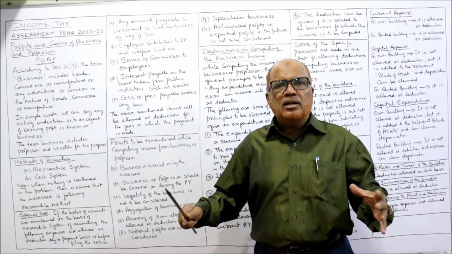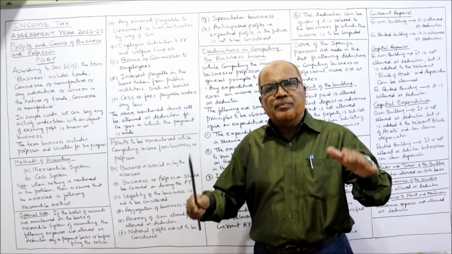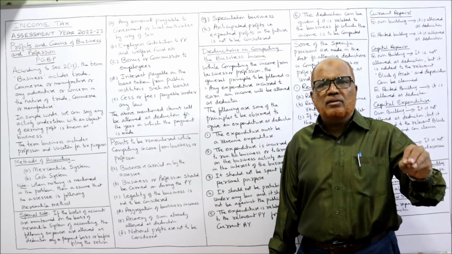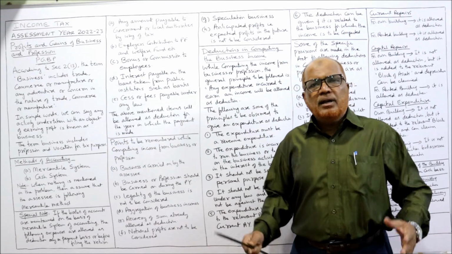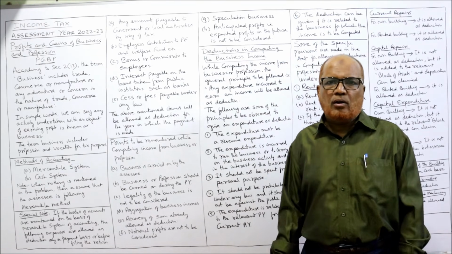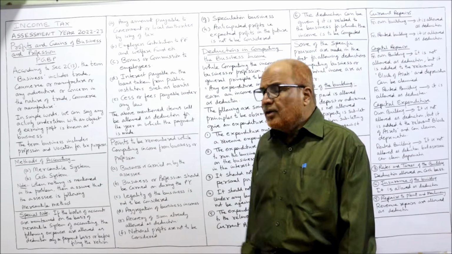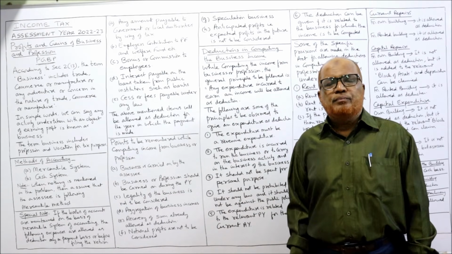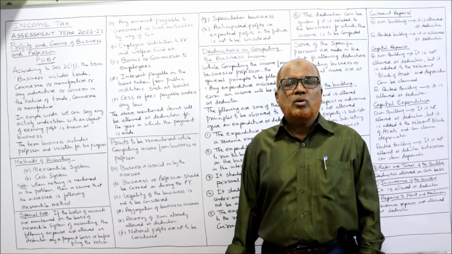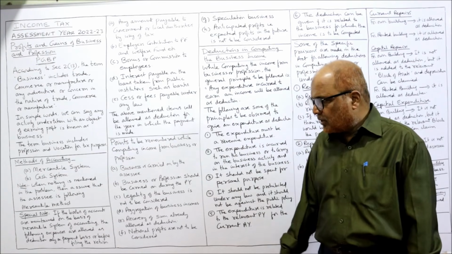But majority of businesses and professions, they will follow mercantile system. Only few business houses, they will follow the cash system. But Income Tax Act says your wish, you can follow any of the method, mercantile or cash system. When nothing is mentioned in the problem, we have to assume that the business follows mercantile system because that is the better system of accounting.